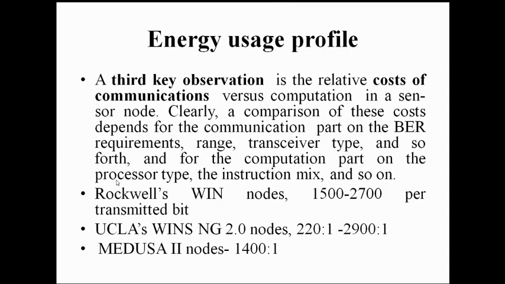Here they have shown some examples of the processor type involved in the computation process: the Rockwell WINS nodes, WINS NG 2.0, and Medusa 2 nodes. The Rockwell WINS node can compute 1500 to 2700 instructions per transmitted bit. The WINS NG 2.0 node can run 220 to 2900 instructions per transmitted bit. The Medusa 2 node can run 1400 instructions per transmitted bit.